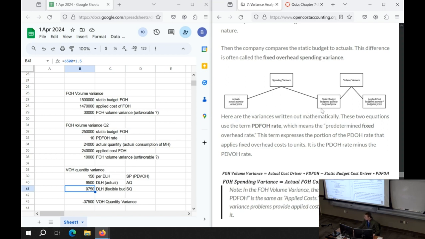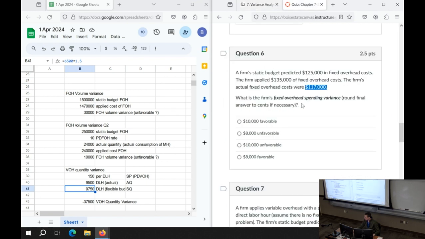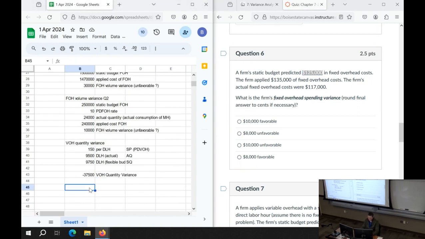Our actuals minus our static budget should give us our spending variance. And we can just pull those out. Look, our actuals, 117,000, minus our static budget of 125,000 should give us our spending variance. So we can do that in our head even. I want to write it down so we can reference it later.